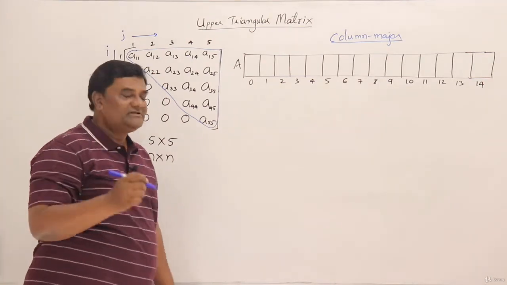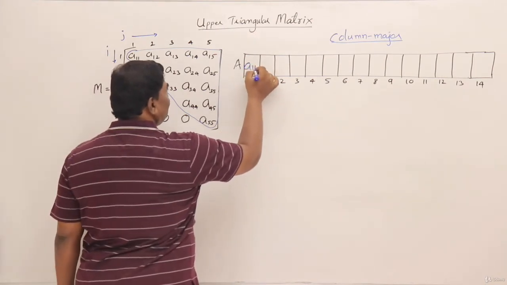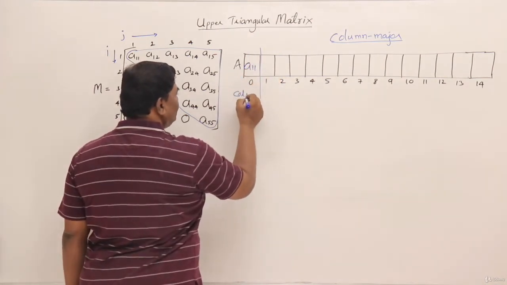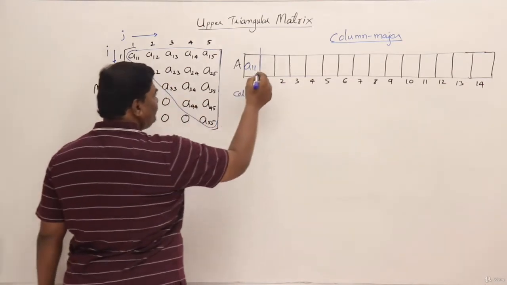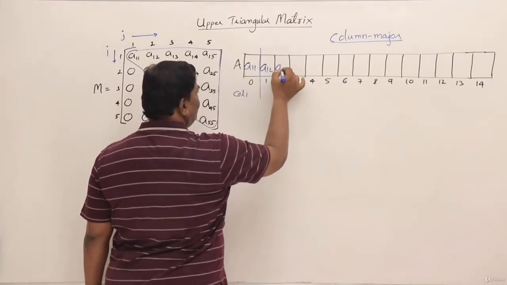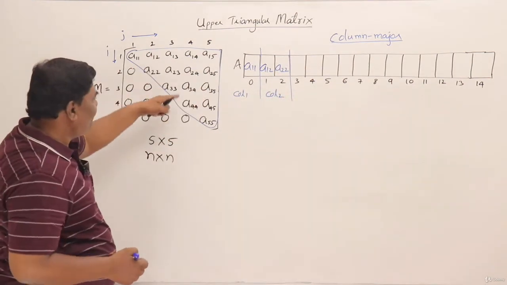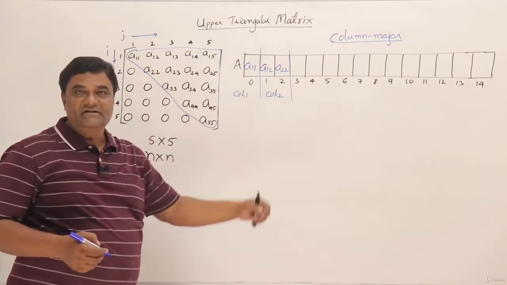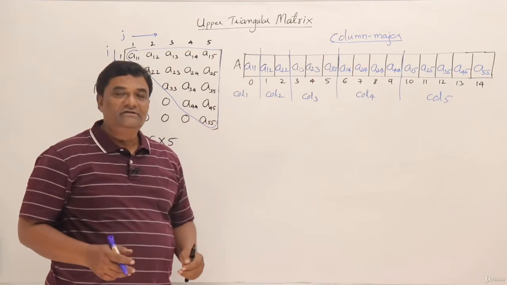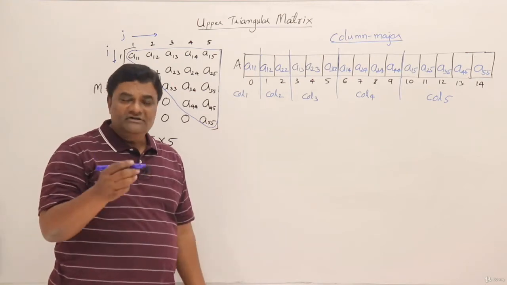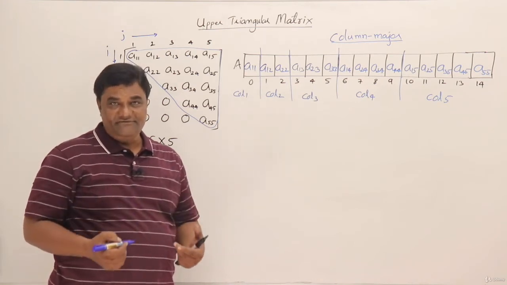The first column has just one element, that is A11. So this is column 1. The next column has two elements, 1, 2 and 2, 2. This is column 2. Likewise, I will fill up all these columns in this array. I have filled all the elements. Now we need a formula. For that, I will take one example and get its index, and from observation we will get the formula.